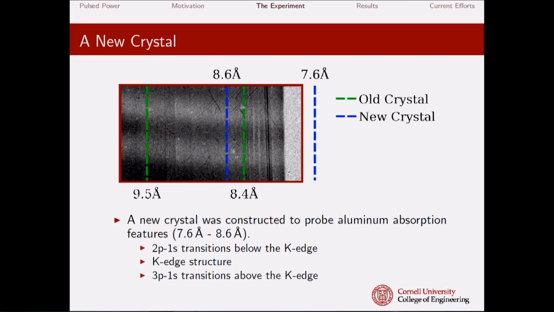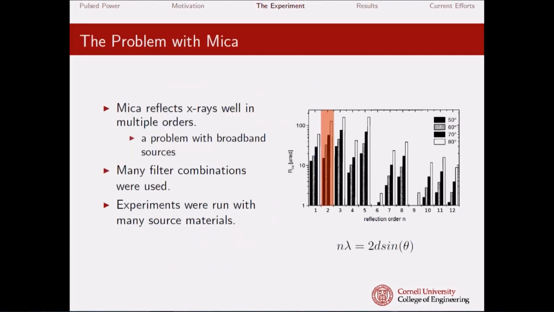So instead of looking from about 8.4 to 9.5 angstroms, we're down to 7.6 to 8.6, bracketing all the interesting features that should show up in aluminum. We should see the 2p to 1s transitions here. This aluminum K-edge should have some interesting physics in it, and there perhaps are some other lines that will show up down here for our 3p to 1s transitions. So we went through the whole process of picking a new elliptical curve, building new crystals, mounting everything, and we get nothing again. So what happened this time?